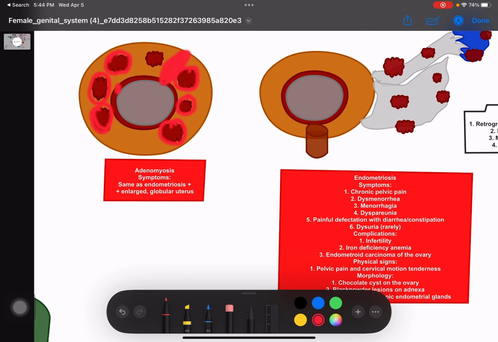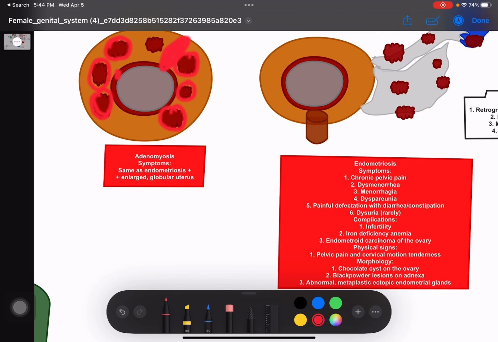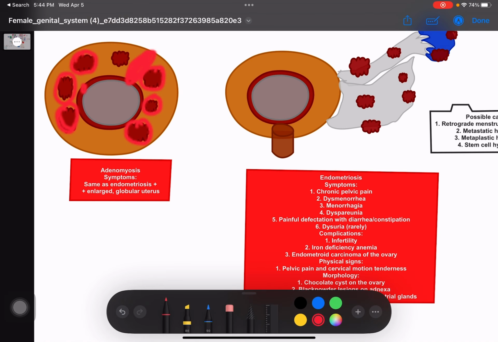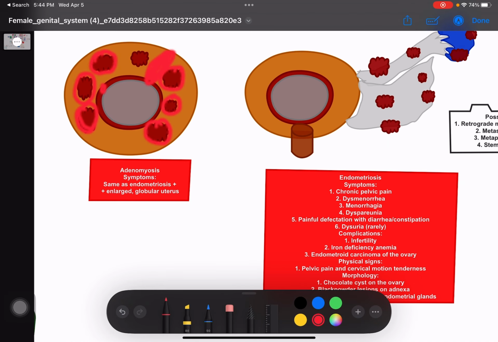The symptoms are the same as endometriosis. Those are pelvic pain, dysmenorrhagia, menorrhagia, dyspareunia, the painful sexual intercourse, and also the uterus is getting very enlarged. So this is adenomyosis, when endometrial tissue is inside of the myometrium.